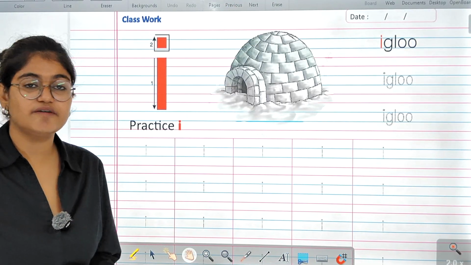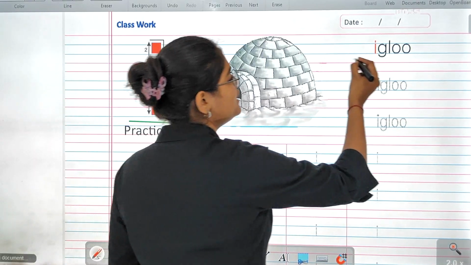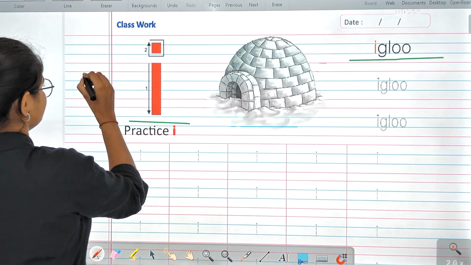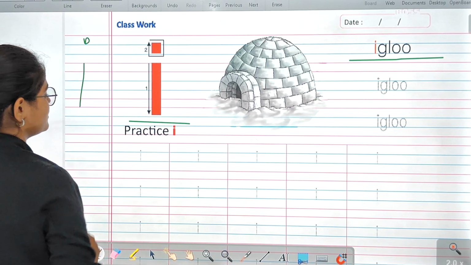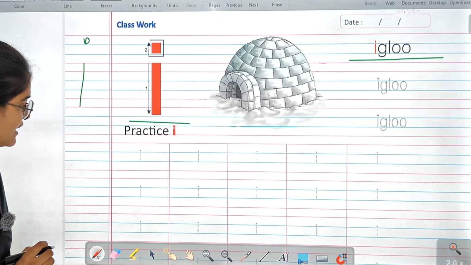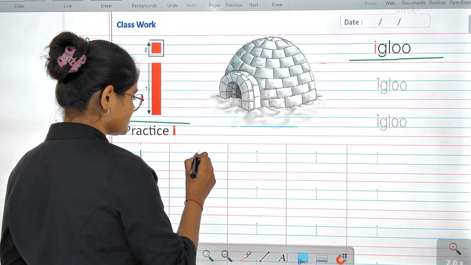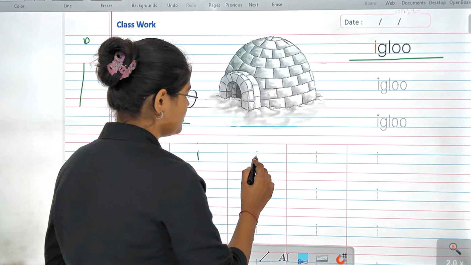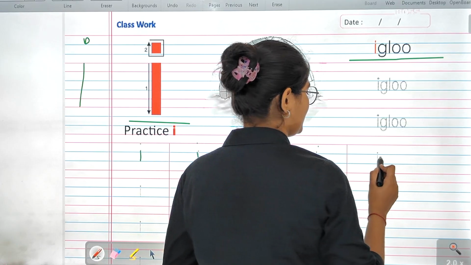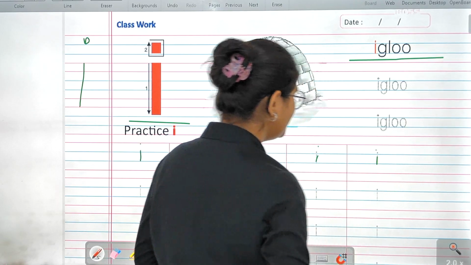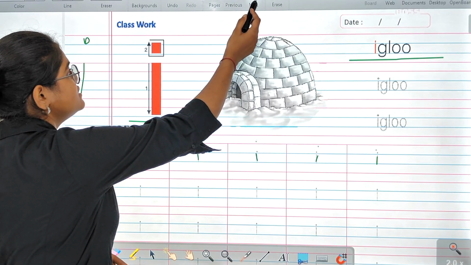The next alphabet that we have is I. I stands for igloo. Let's make a standing line and then a dot above it, which stands for I. Let's practice I in the lines. I for igloo. I for igloo. After that, let's move ahead.